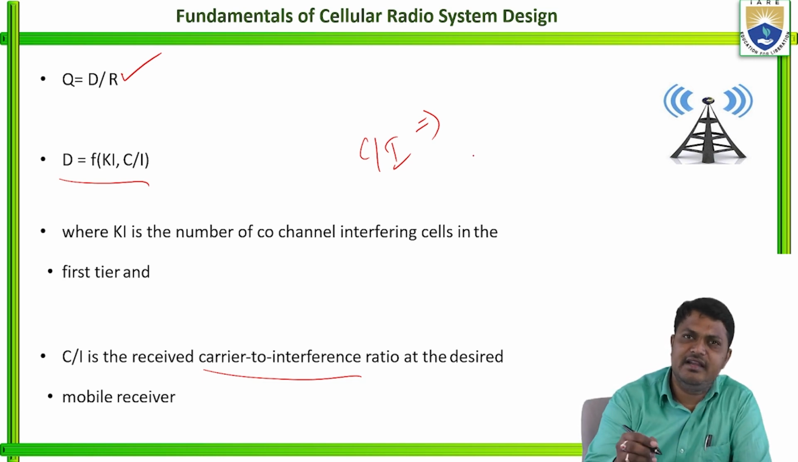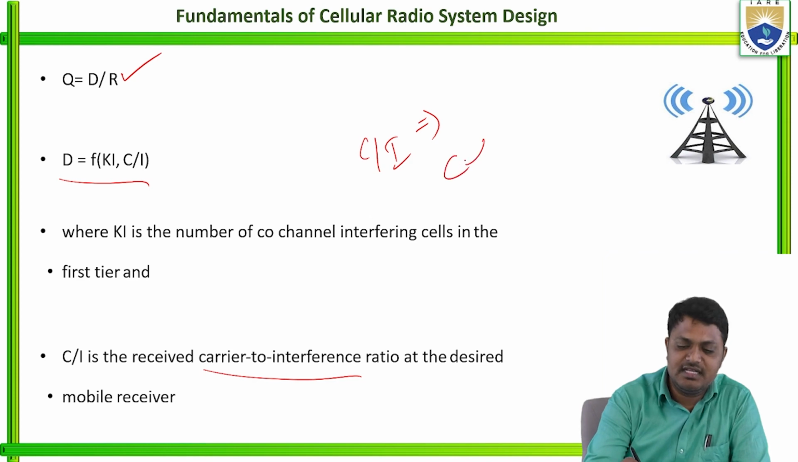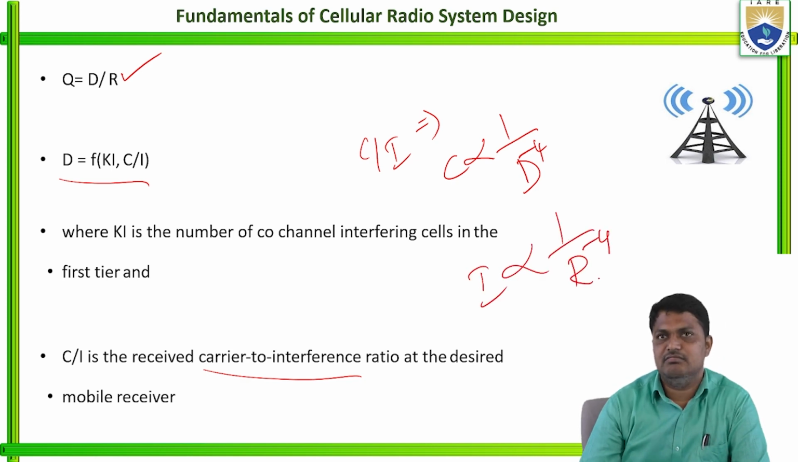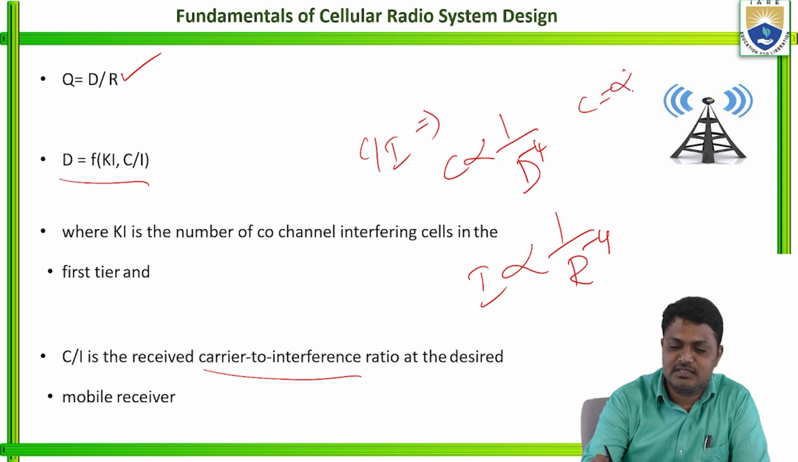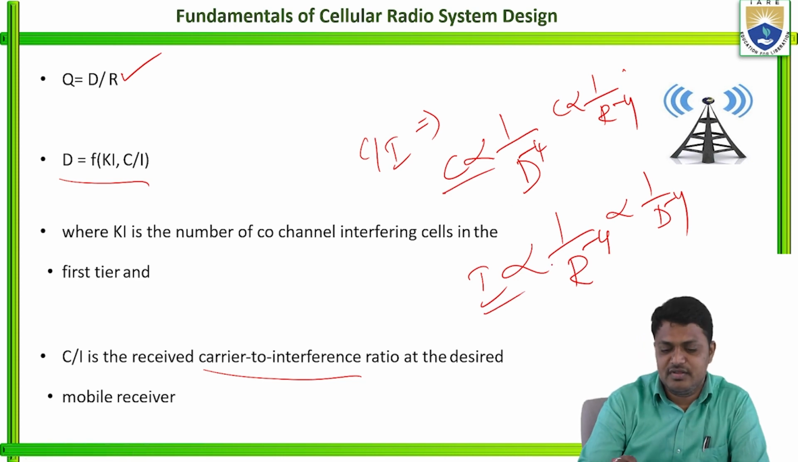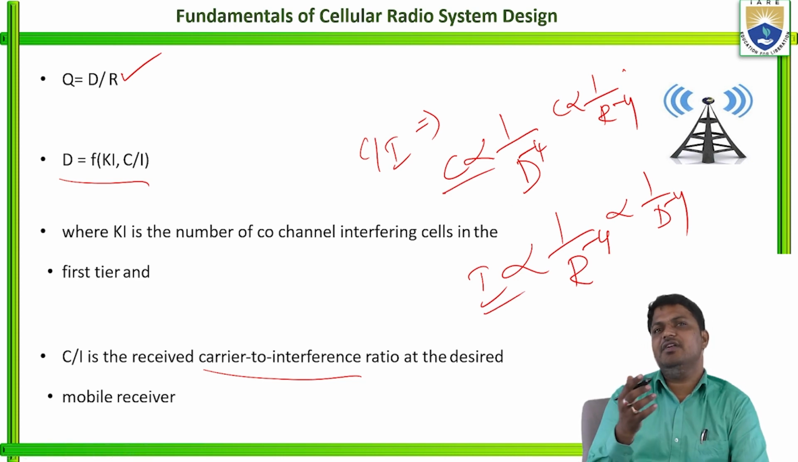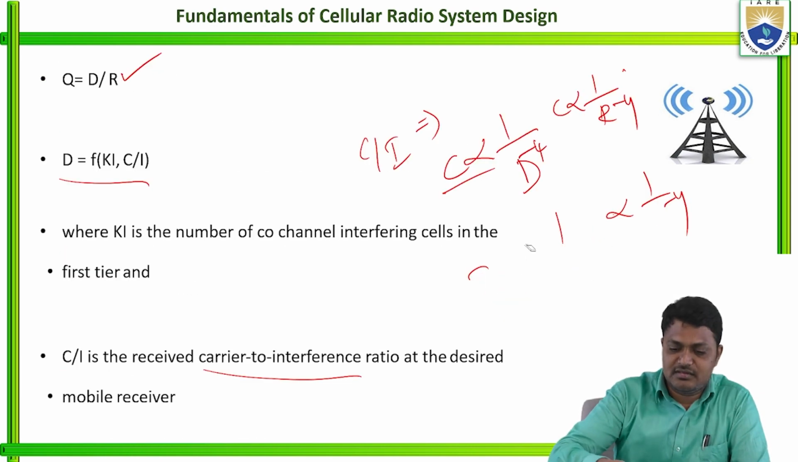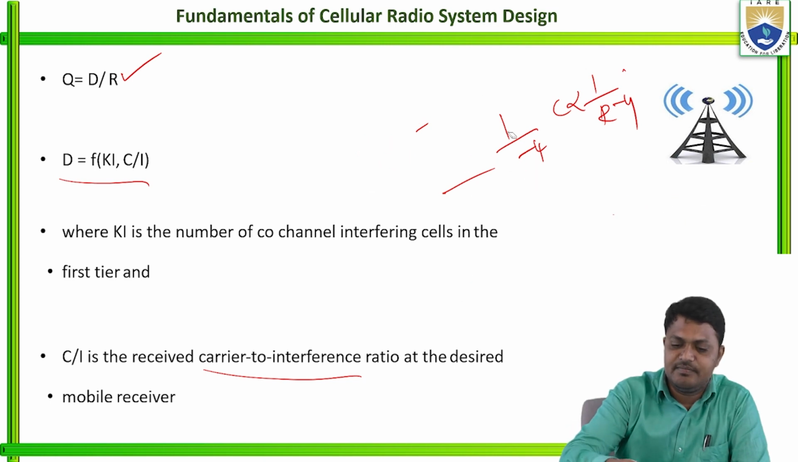Then how do we calculate it? Already we discussed in the previous session that C is proportional to R power minus 4, and I is proportional to D power minus 4. Then we know the C value and the I value, so automatically we can calculate the carrier to interference ratio, that is the C by I value. Now we will derive the equation to calculate the carrier to interference ratio.